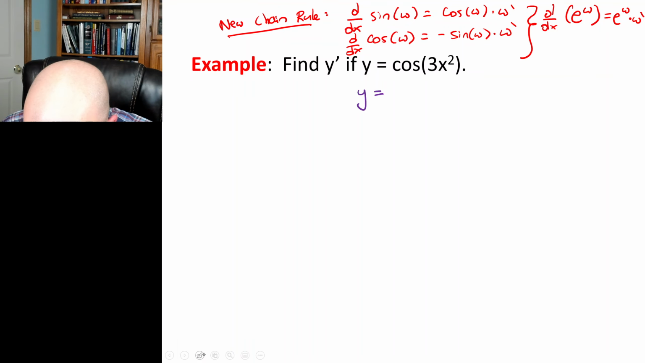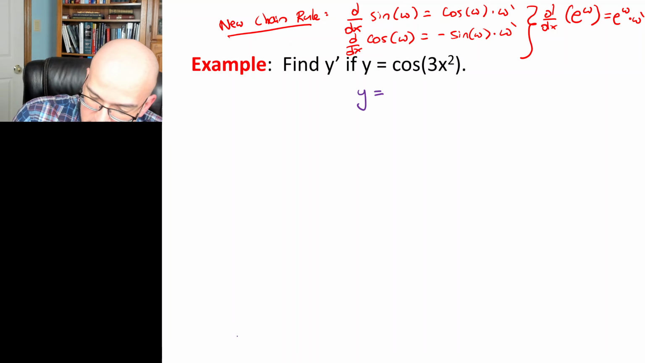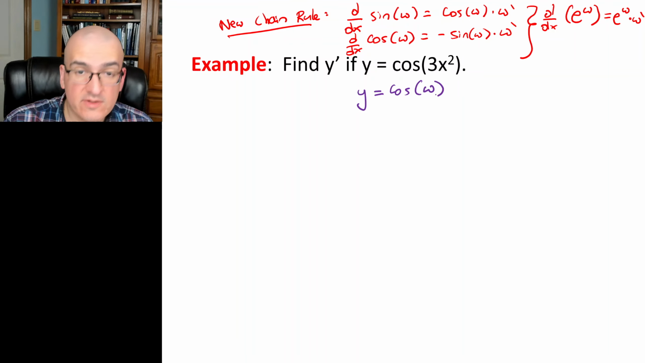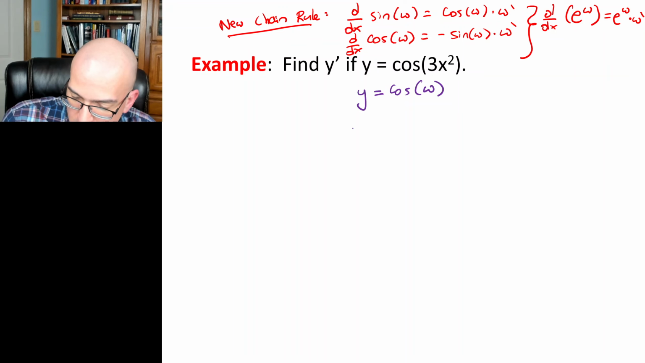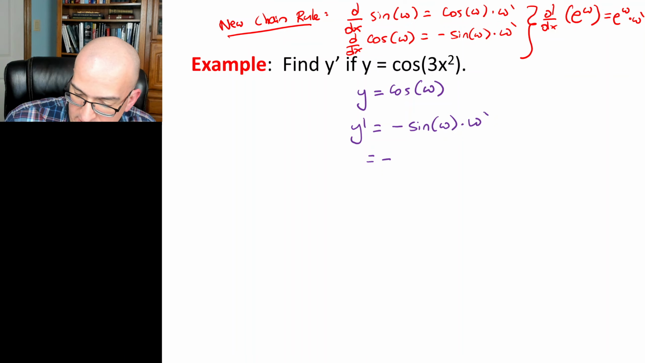So I'm going to use that. I'm going to take this expression, this cos of 3x squared, and we're just going to call what's inside there w. Y prime is then going to be negative sine of w multiplied by w prime. So negative sine of 3x squared multiplied by 6x.